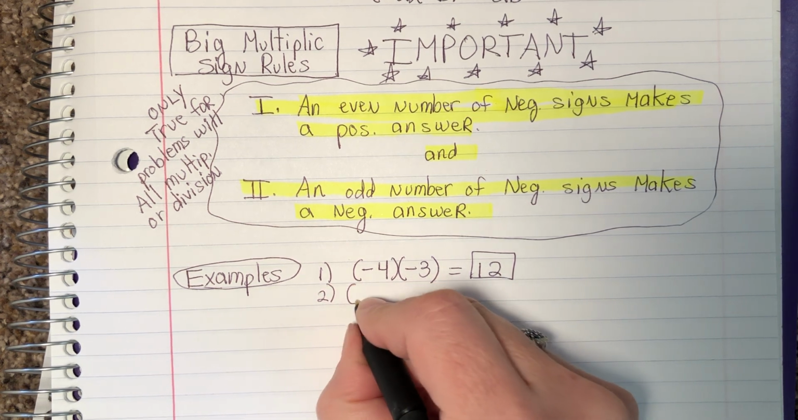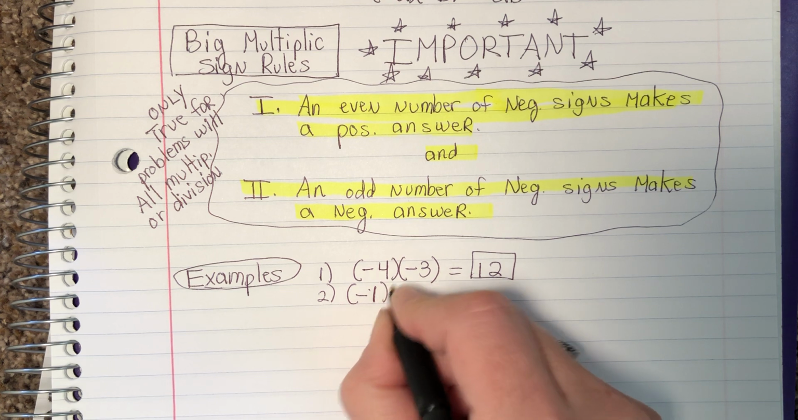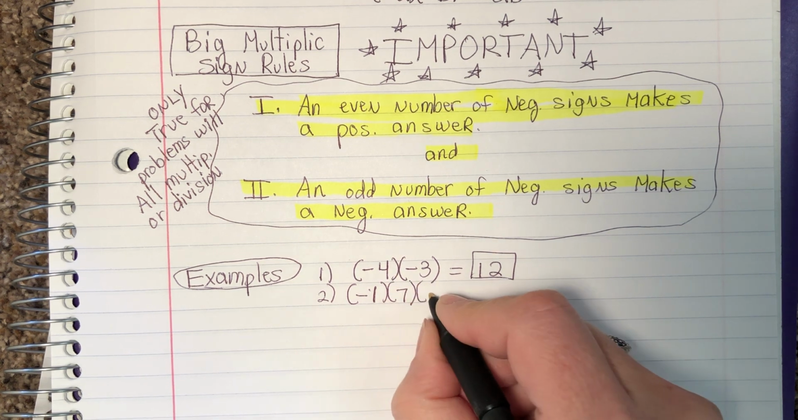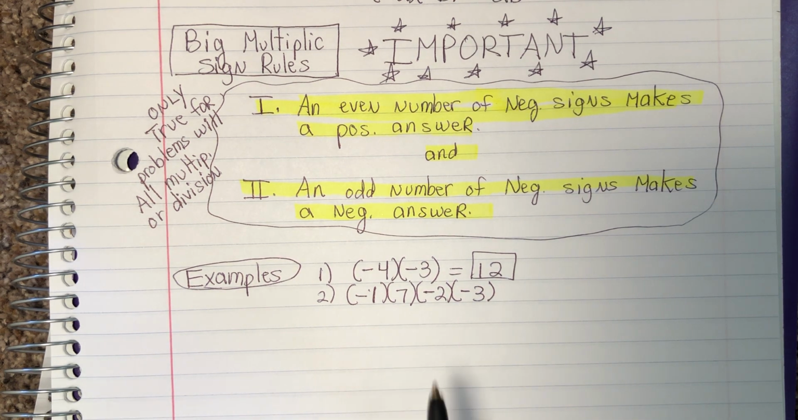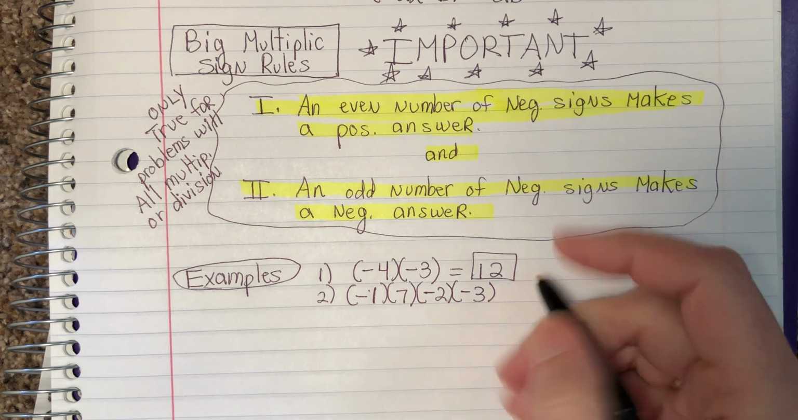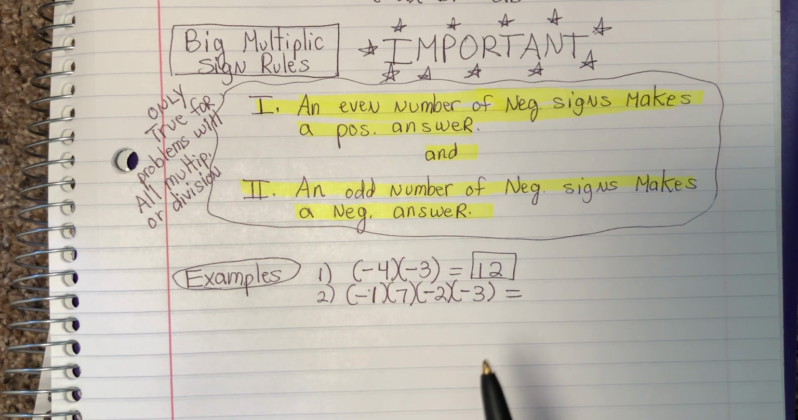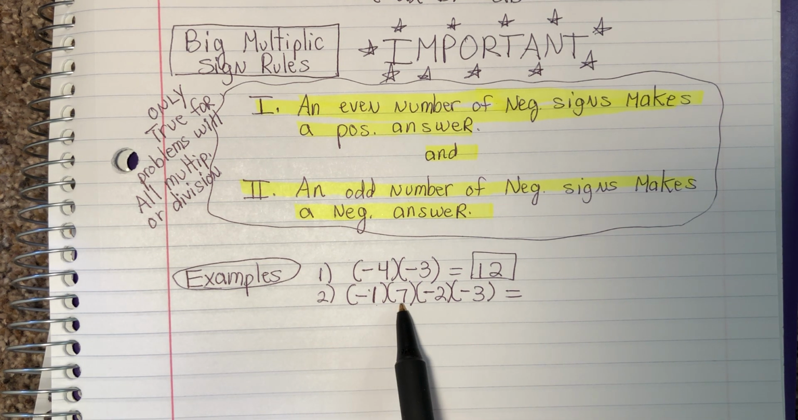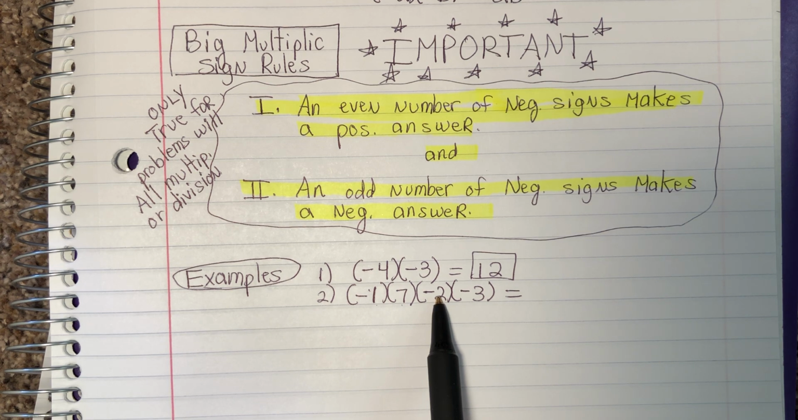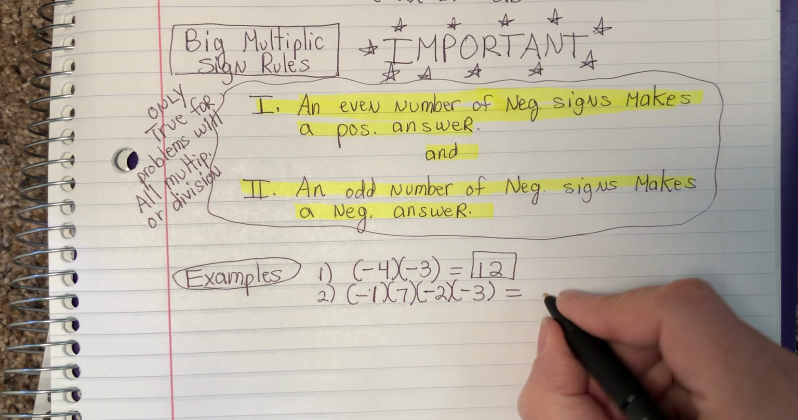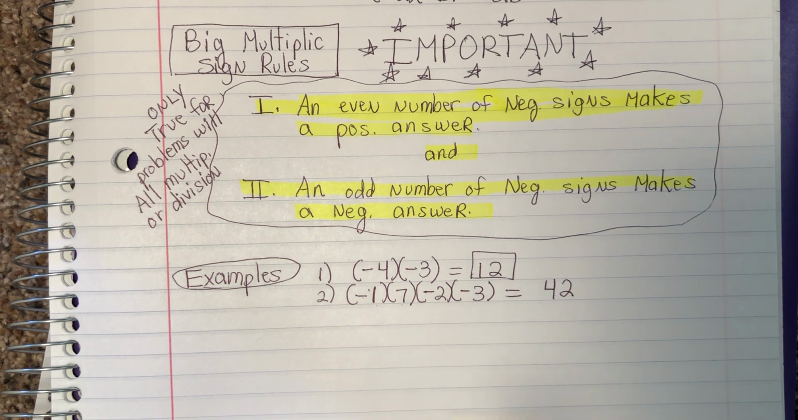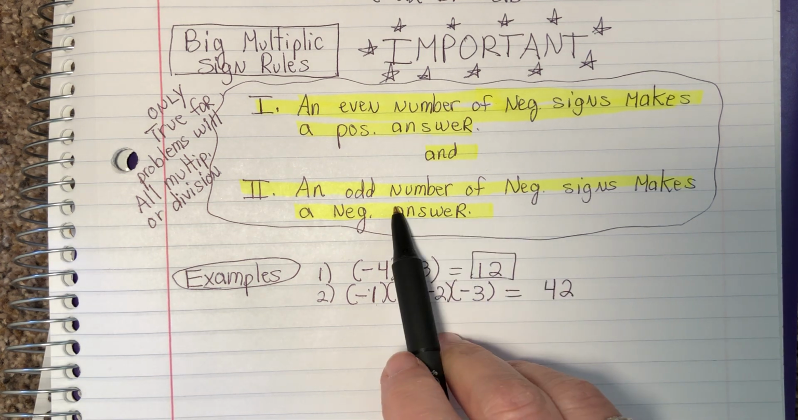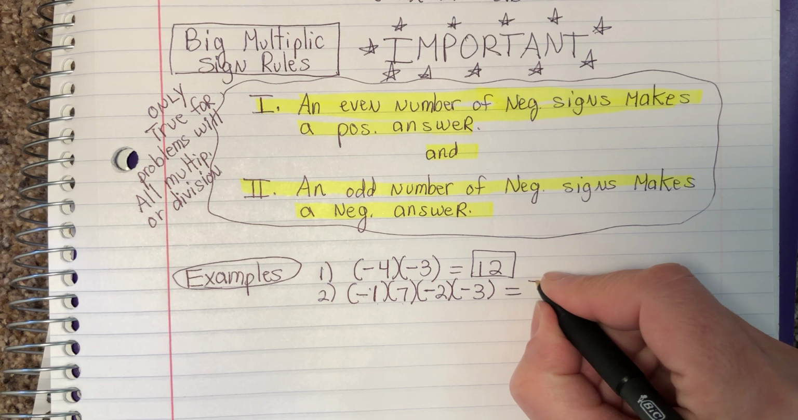All right, let's add some more numbers to the list. So -1 times 7 times -2 times -3. 4 numbers this time. So I'm not going to even look at these negative signs. When I multiply, I'm going to ignore them for the minute. And I'll figure out at the end what the sign's going to be. So 1 times 7 is 7, times 2 is 14. 14 times 3 is 42. Now there's 1, 2, 3 negative signs. That's an odd number, and therefore my answer has to be negative.